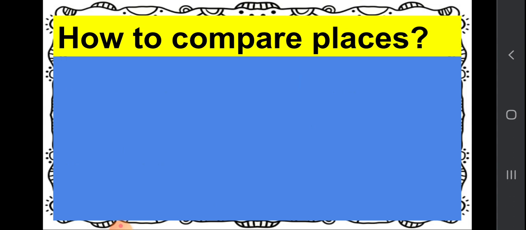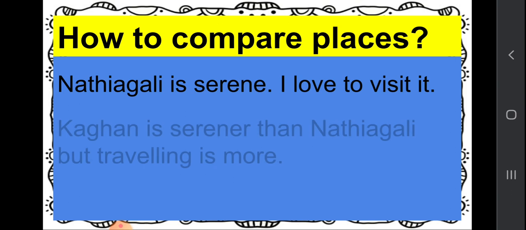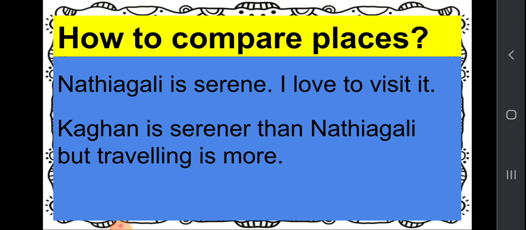Similarly, if we have to compare places, here we can say that Nathiagali is serene and I love to visit. So this is how Nathiagali has grabbed your attention, and serene is the adjective for doing it. But for making it comparative, we have to use it like this when comparing Kagan and Nathiagali. You can say Kagan is serener, by adding er. And this is a comparative degree. Kagan is serener than Nathiagali.